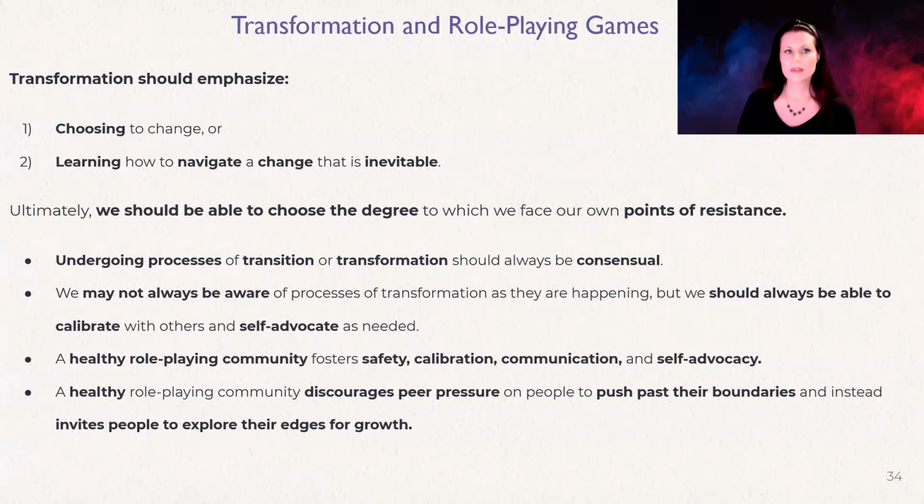But ultimately, as players, we should be able to choose the degree to which we face our own points of resistance. This is super important. We can't decide for another person what they should be experiencing. They need to opt into that. So undergoing processes of transition or transformation should always be consensual. We may not always be aware of these processes as they're taking place, but we should always be able to calibrate with others and to self-advocate as needed. So to be able to, for example, stop play and discuss with other players where things might need to be adjusted, and to advocate for our own needs.